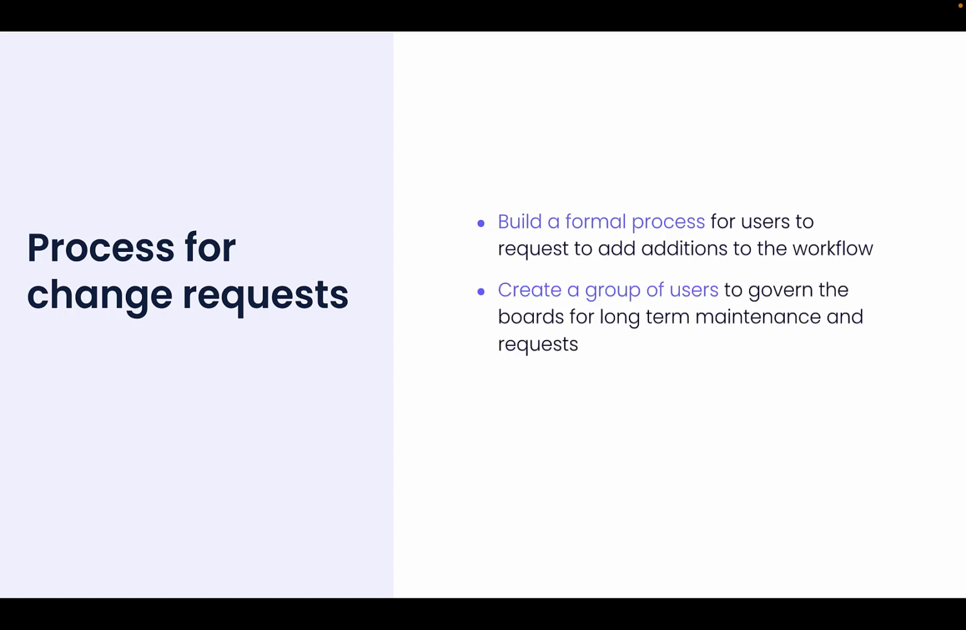Build a process for making changes. Whether or not you have set up permissions within the board or the account itself, you might also want to consider putting a formal process in place for users to request to add things to the workflow, such as views, automations, and integrations. For example, this can be done through a feedback form with your team. Additionally, you may want to give responsibility to a group of users to then govern the boards. This will help with the long-term maintenance of them.